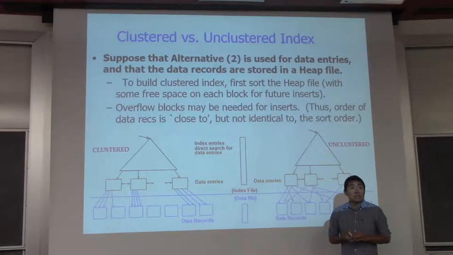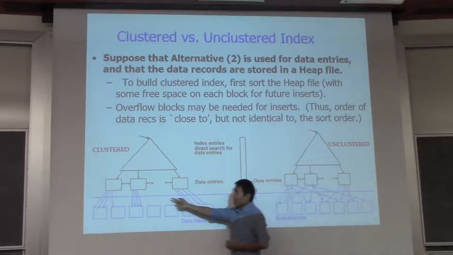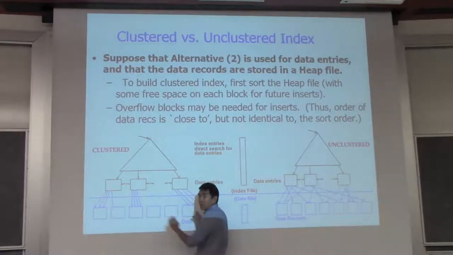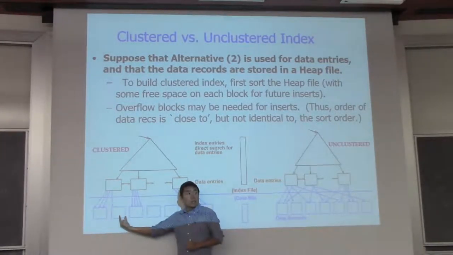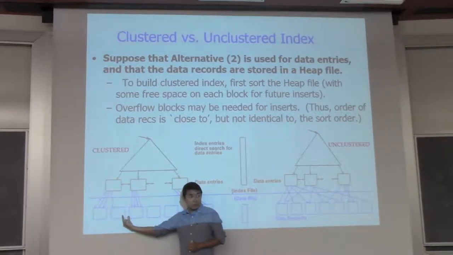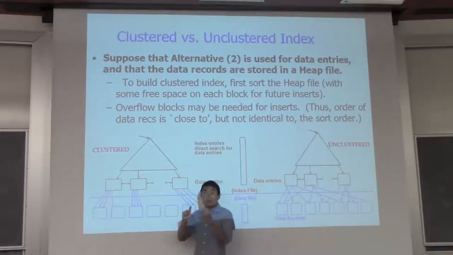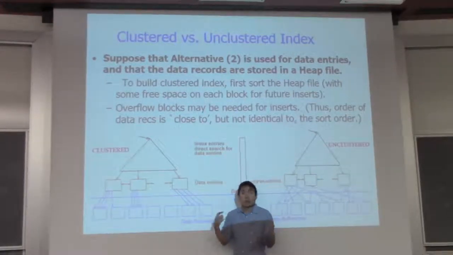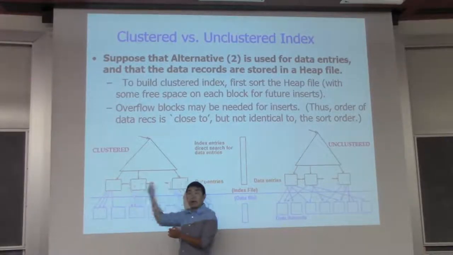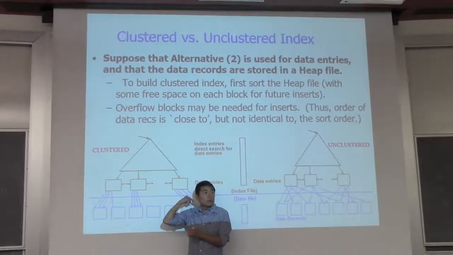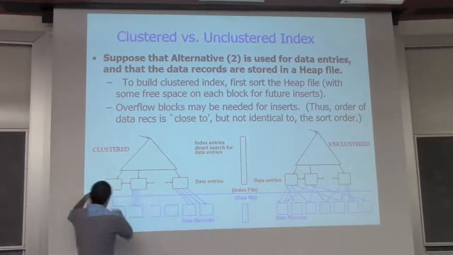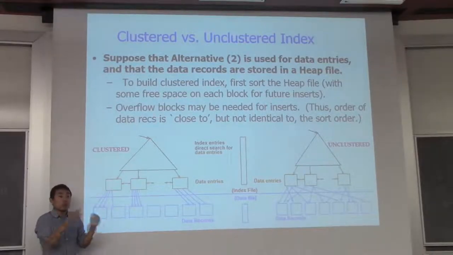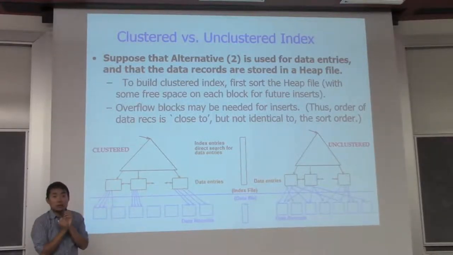So what is a cluster index? As you can tell from here, the records are sorted. The blue rectangle boxes denote pages from your data file containing records. So this is my data file. This data file, in this particular case, is essentially a sorted file. Why? Because the records are sorted in the same order as your data entries. That's why the pointers from the data entries to the records do not cross over each other, because they are sorted in exactly the same order.